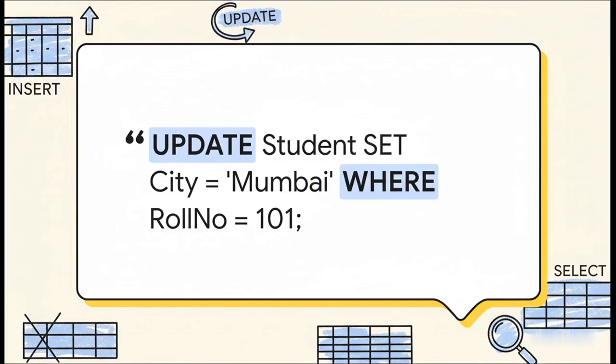Then, the most important part is the set clause. This is where you say what the new value should be. Set city equals Mumbai. But how does the database know to change only Anjali's record? Well, that's the job of the where clause. By saying where roll number equals 101, we target that one specific record. And don't worry, we'll come back to this where clause in just a moment.